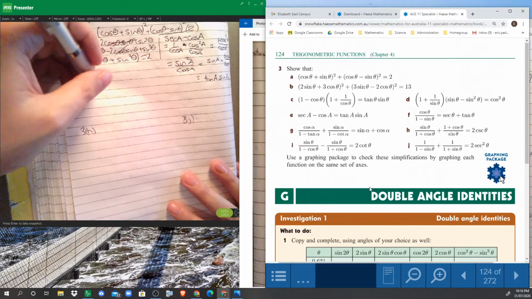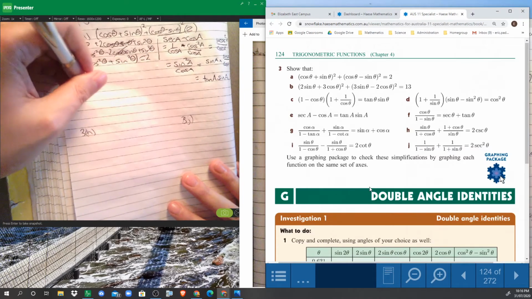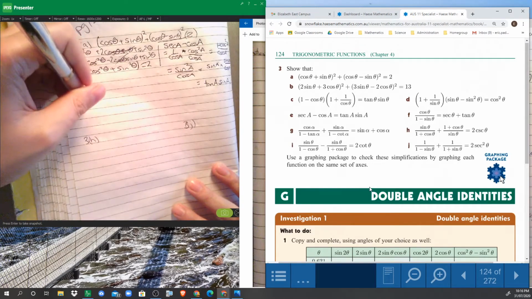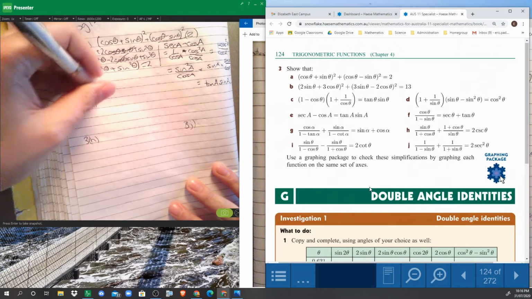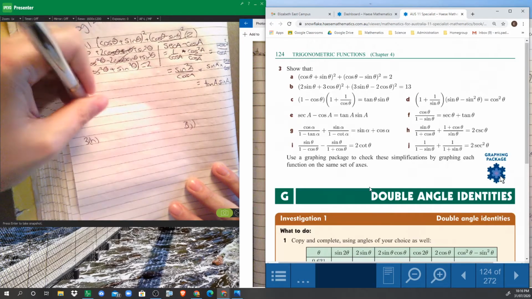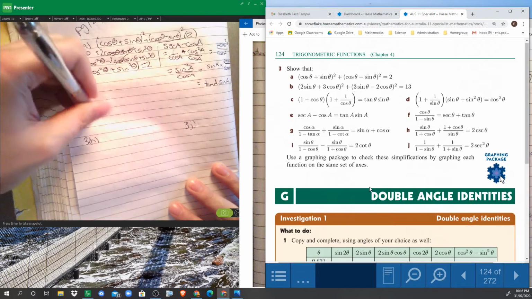Okay, 3H. And again, a lot of this is, okay, you just start, I'm going to put 3H. I'm going to start here. Sine theta, 1 plus cosine theta.